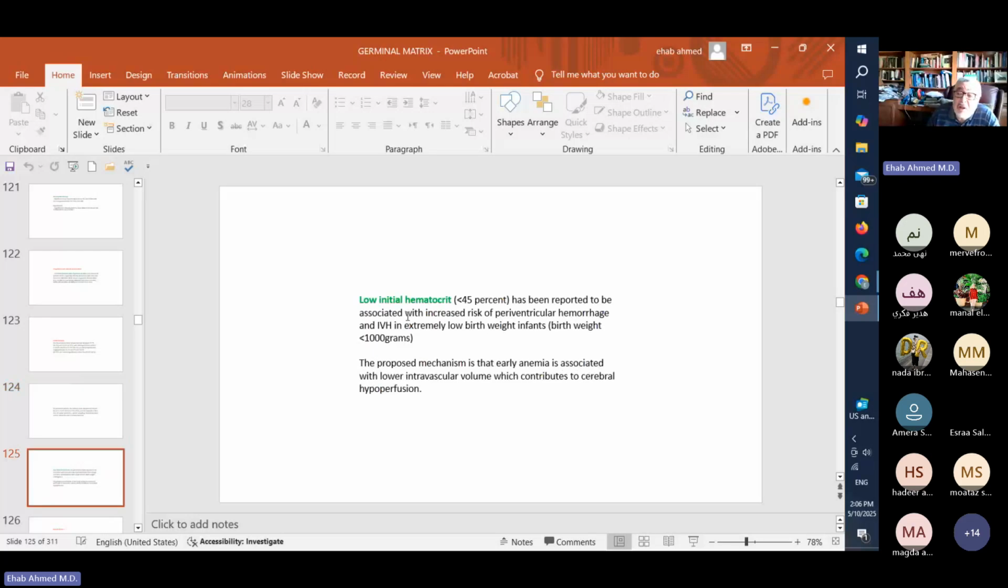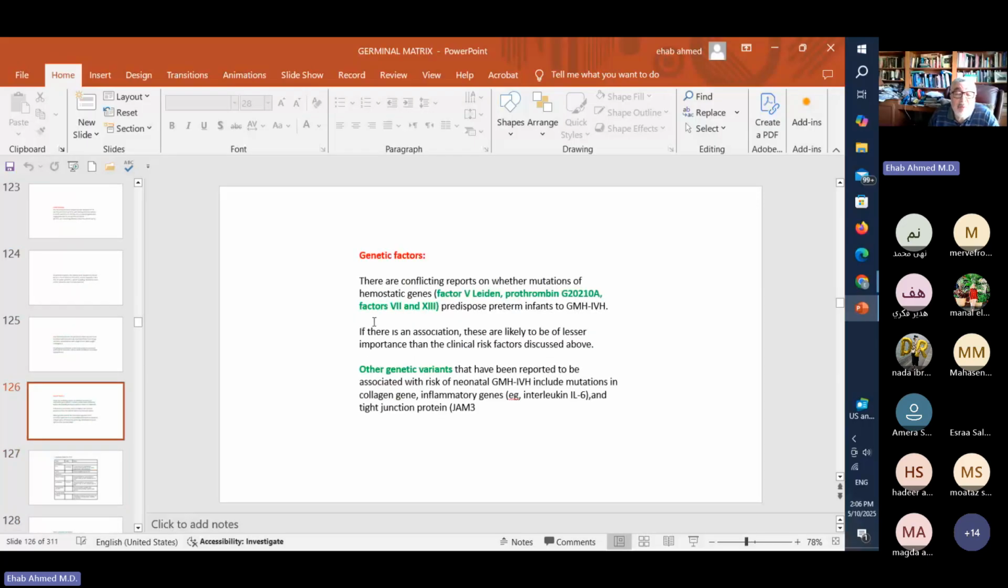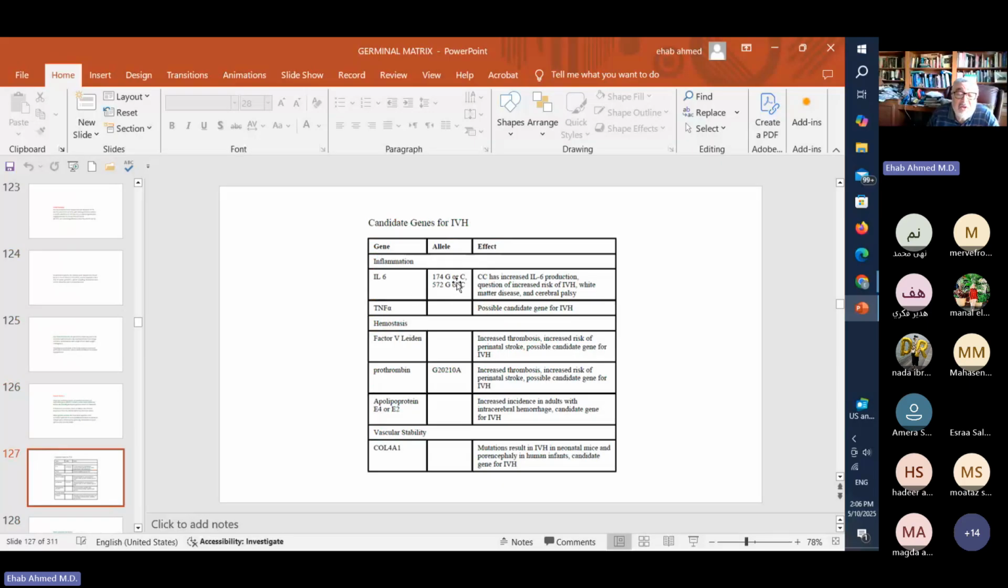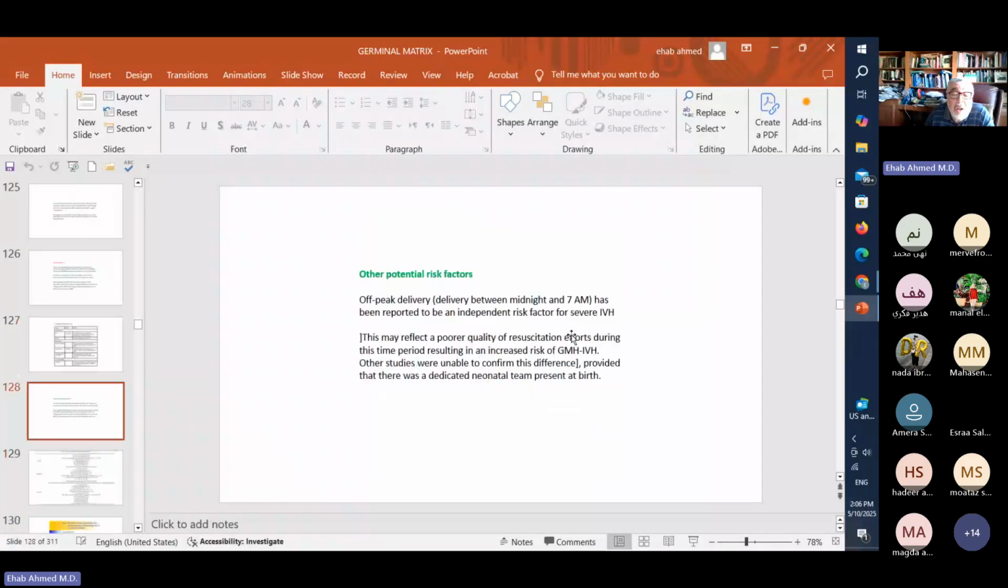And we talked about anemia. If the baby has initial low hematocrit, this is a very high risk. And also some people think there are genetic factors, and these are the genes and how they are and their alleles and what is the effect on GM-IVH.